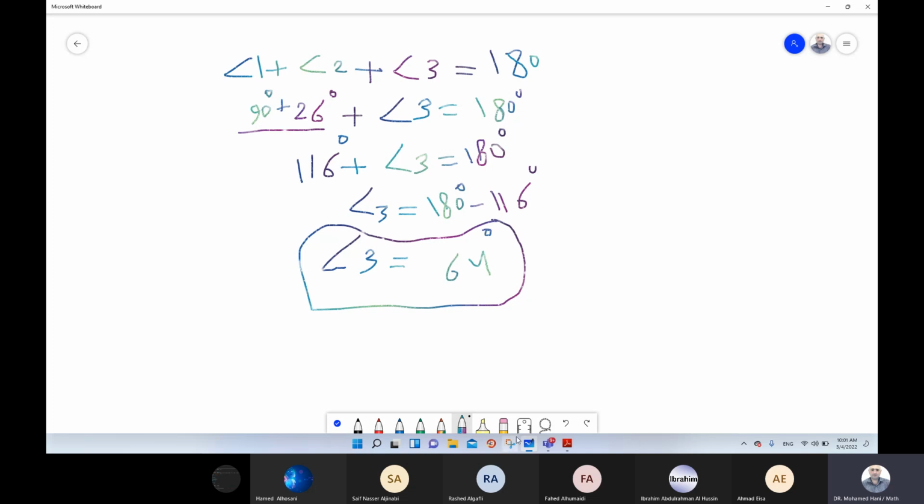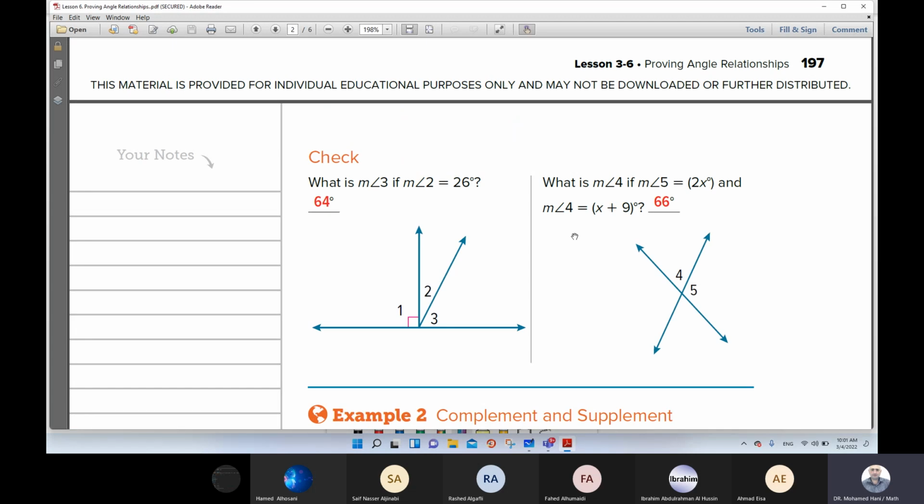The second example here: what is the measure of angle 4? If the measure of angle 5 is 2x, and the measure of angle 4 is x plus 9. And as you see, 4 and 5 are adjacent angles because they have a common vertex and a common line in the same straight line. Means the sum of 4 and 5 will be 180. The two angles here will be supplementary angles.